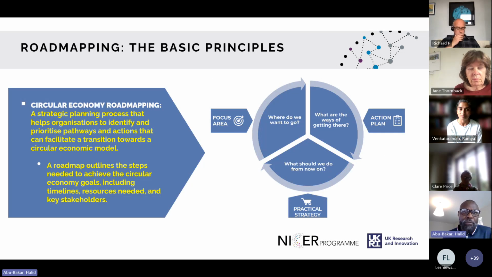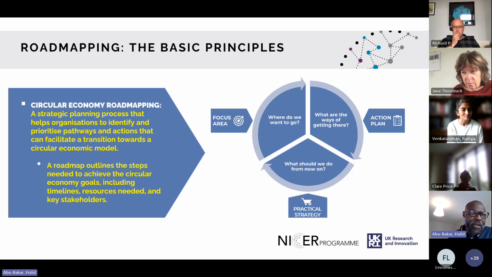So my work is around road mapping, essentially looking at what are some of the core principles of road mapping. Because, of course, road mapping is an existing discipline, and circular economy and sustainability are now borrowing some of these core principles from road mapping.